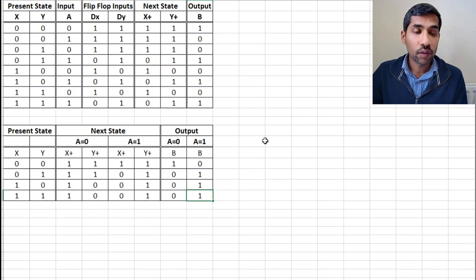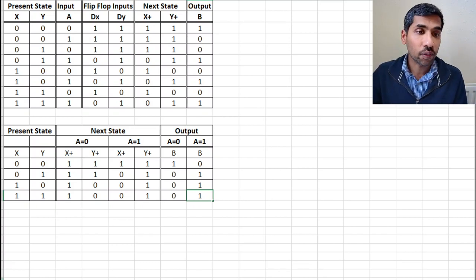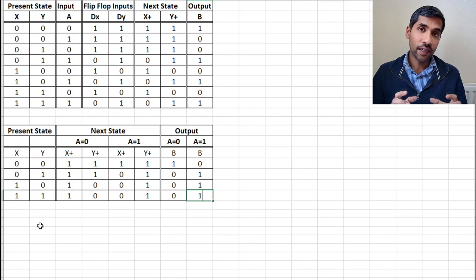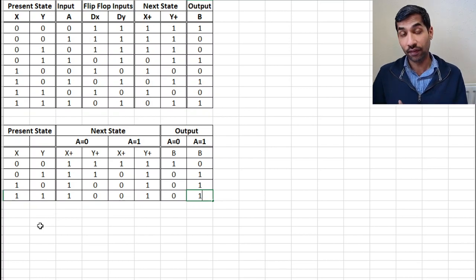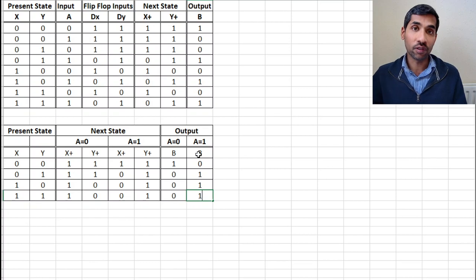Okay, so what we have traced right now is the fact that, given an input, there are two kinds of changes that happen in the circuit that we had in the last video. One is we have a change of the state of the circuit itself. So the outputs X, Y change, but along with that, the output B also changes. And we just captured that in this video.